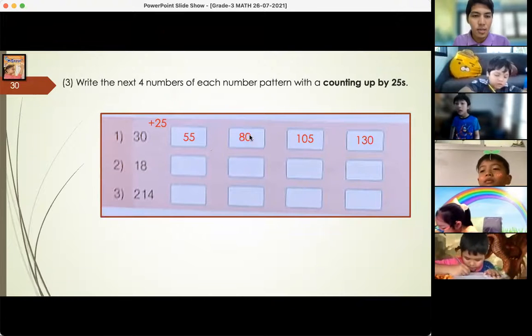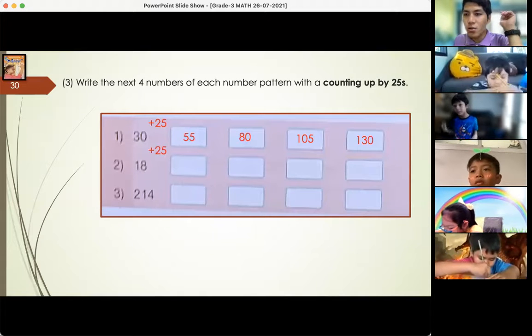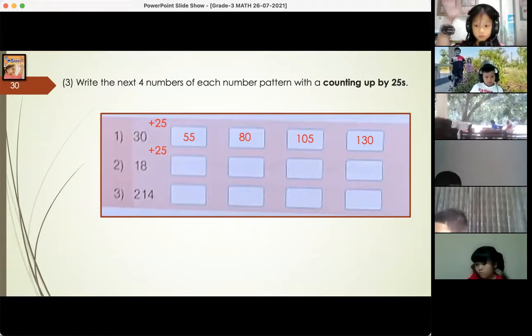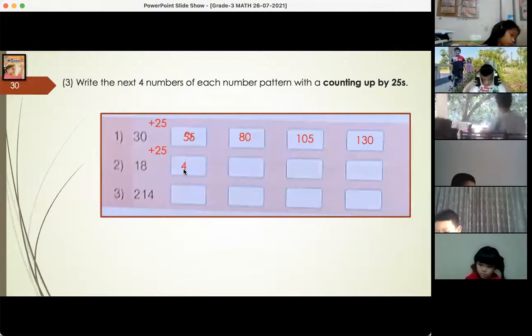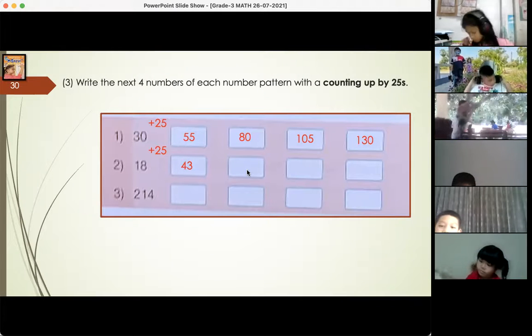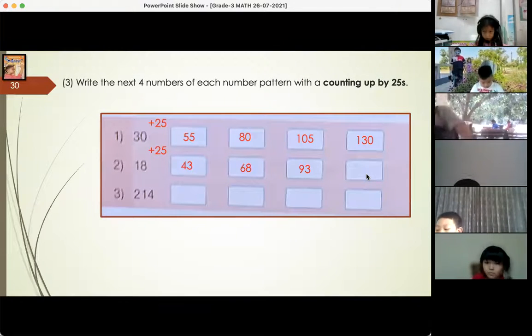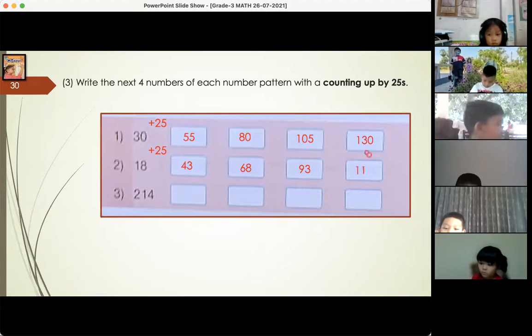130. Very good. Next, number 2. So adding or counting up by 25. What's the next number? Who wants to try number 2? Okay, Captain, go. Captain, what are the next numbers? 43. Very good. Next. 68. Correct. Next. 93. Very good. Next. 118. Correct. Good job, Captain. Thank you.